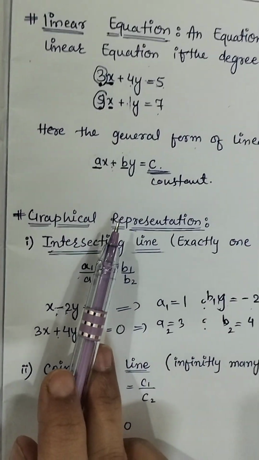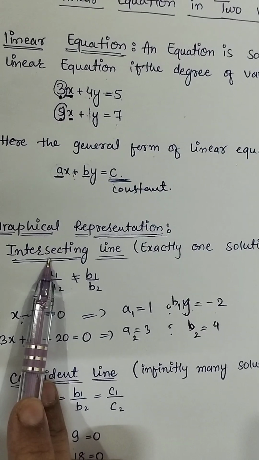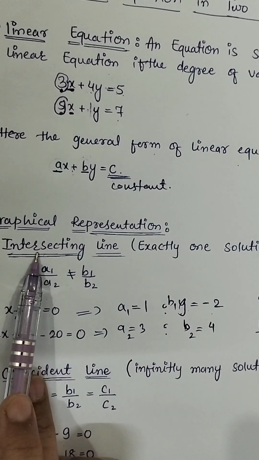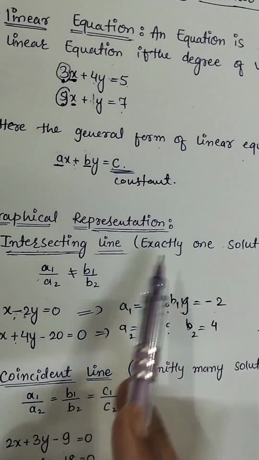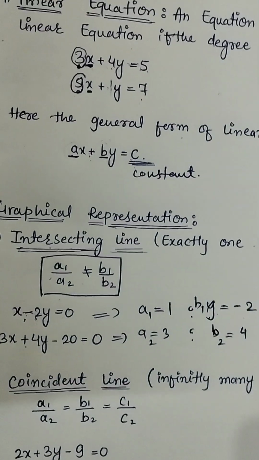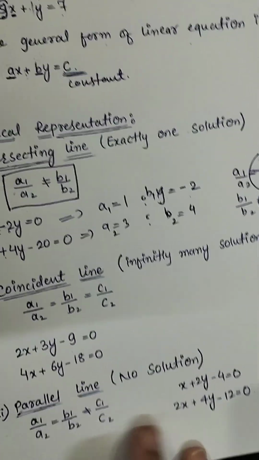So in graphical representation for linear equations, if the lines are intersecting lines, then they have only a single solution, only one solution, which satisfies the condition a1 upon a2 is not equal to b1 divided by b2. Okay, so second one, what is a coincident line?